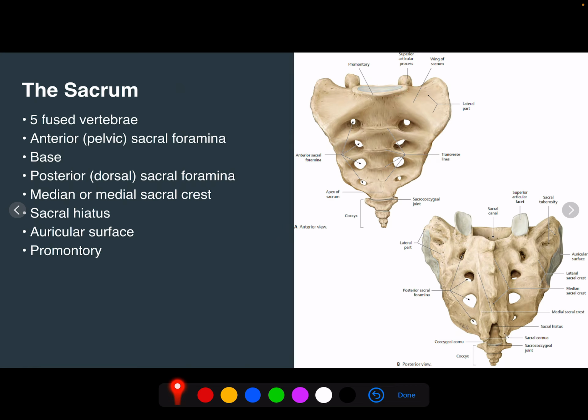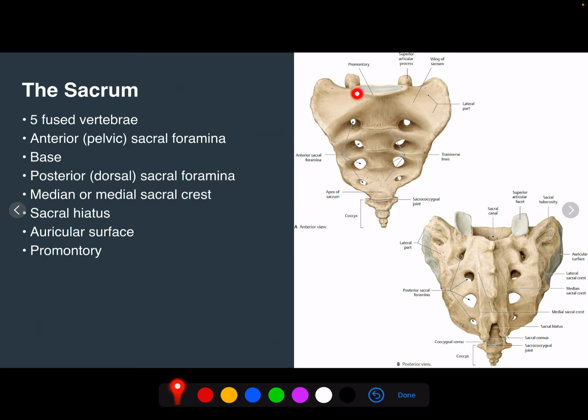We have something called our sacral hiatus here. Take note of the sacral hiatus. It's going to be this inferior opening at the distal end of the sacral canal. Okay? Inferior opening at the distal end of the sacral canal. We have our auricular surface. This is what articulates with the ilium at the sacroiliac joint. This is one of the features that articulates with the ilium to form the sacroiliac joint or SI joint.